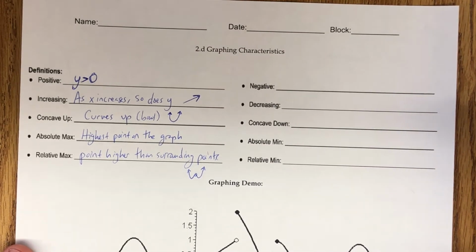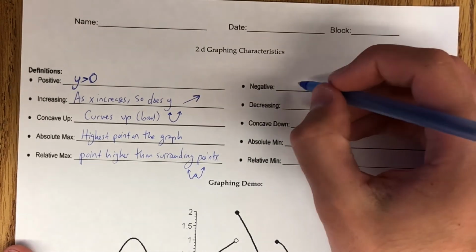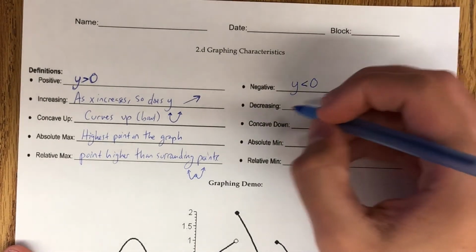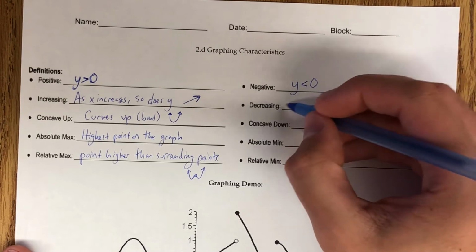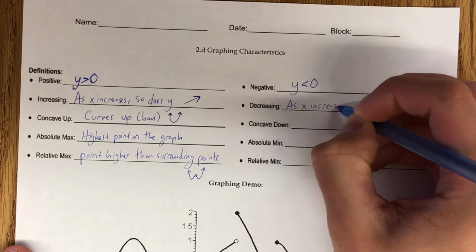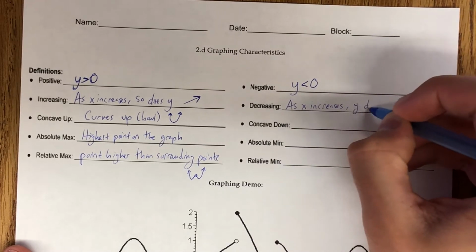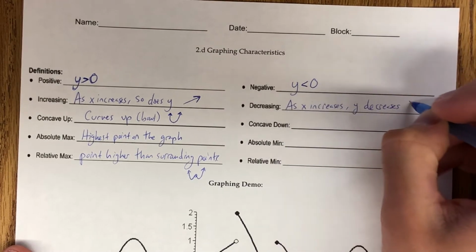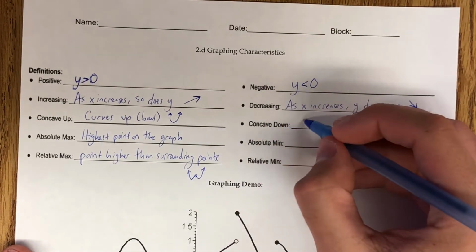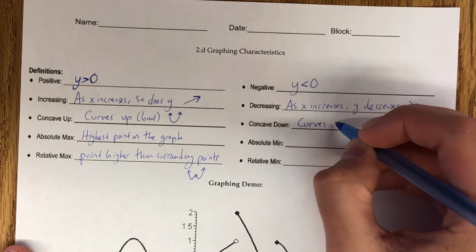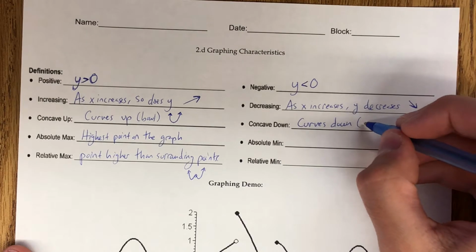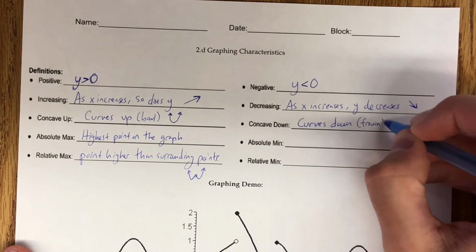Okay. On the other side, kind of the opposites. A negative would be referring to anything below the x-axis. Decreasing would be like a negative slope. So as x increases, y decreases. So think negative slope. Concave down would be something that curves down. Like a frown maybe.